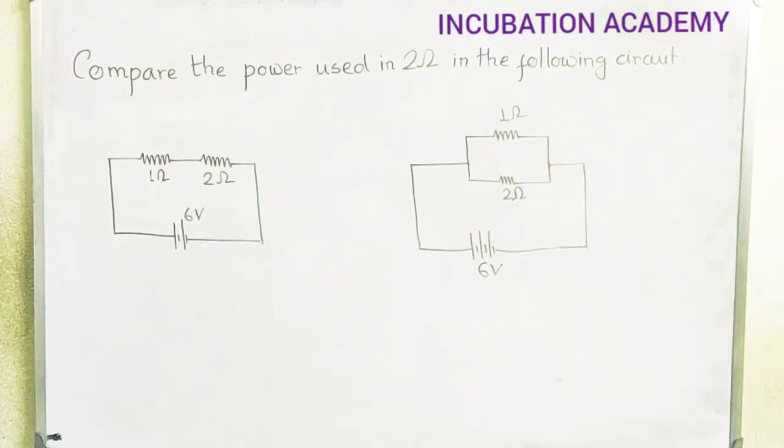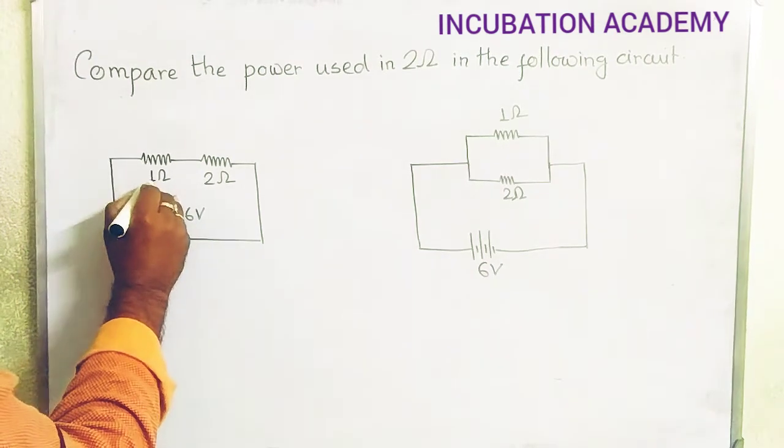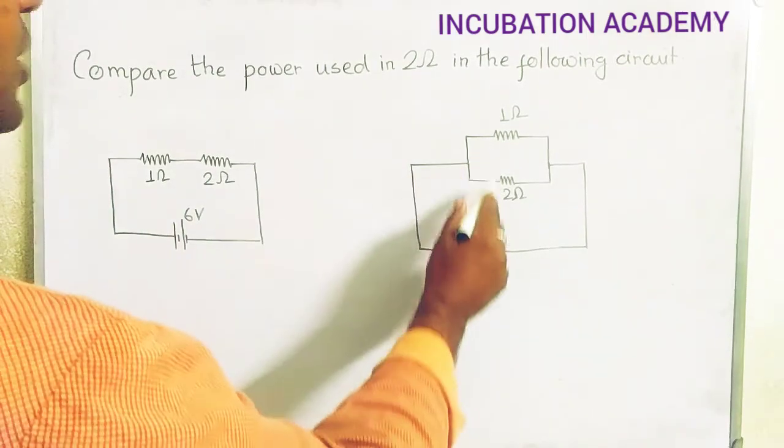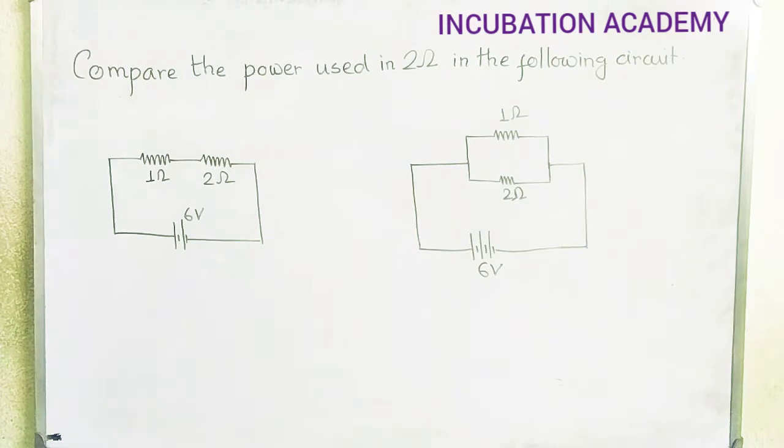It is a very tricky question. The question is, compare the power used in 2 ohm in the following circuits. Two circuits are given. Here this 1 ohm and 2 ohm are connected in series combination. Here this 1 ohm and 2 ohm are connected in parallel combination.